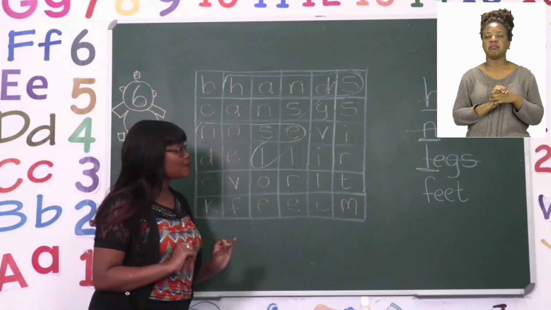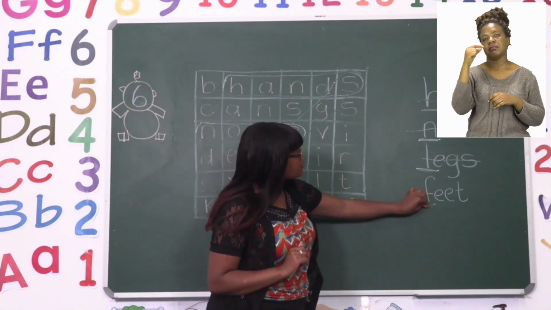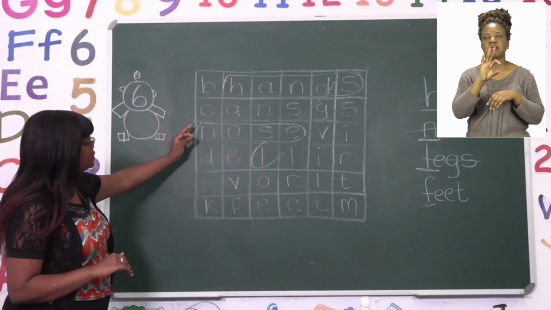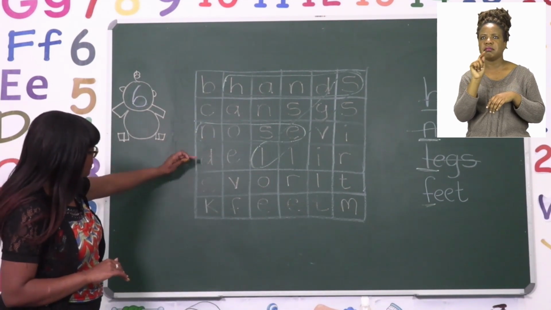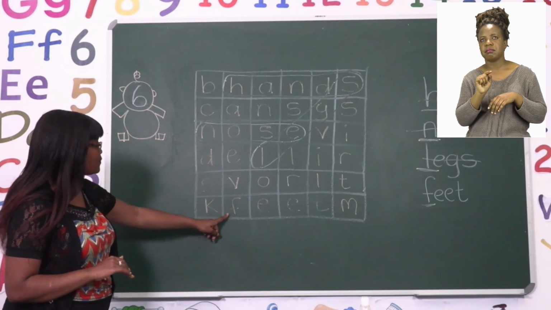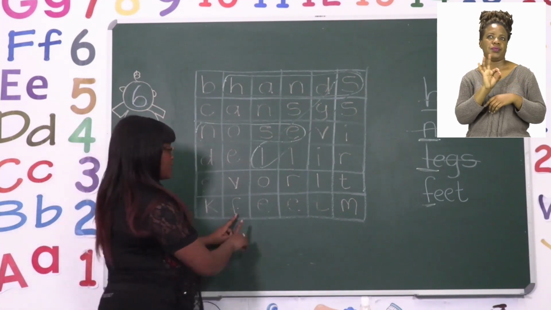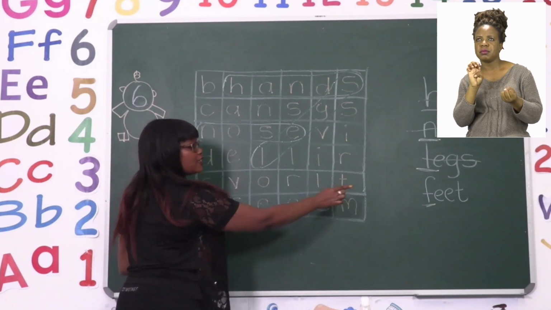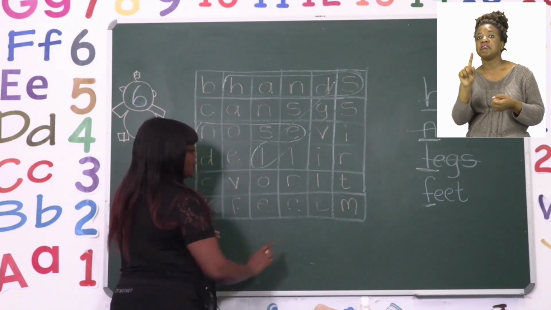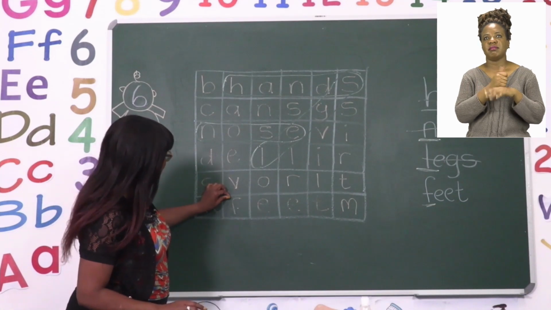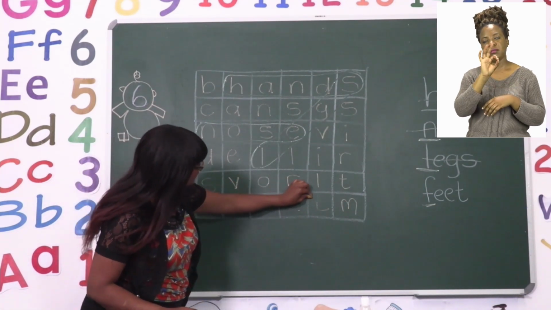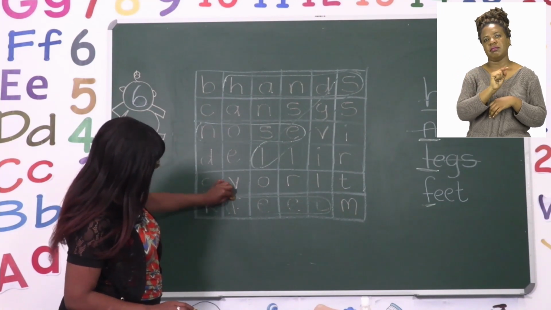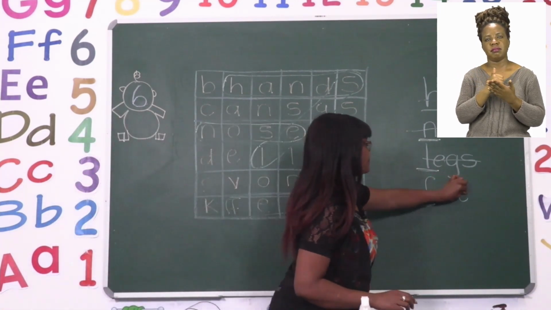The last one we need to find is feet. We take a look at F. We look for our F. And it looks like on this one we only have one F. If we check carefully, we have our F, our E, our other E, and our T. So this is our word. We're going to circle it carefully and then cross it out.